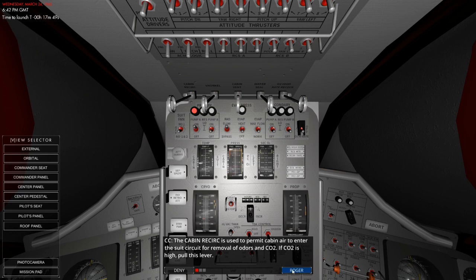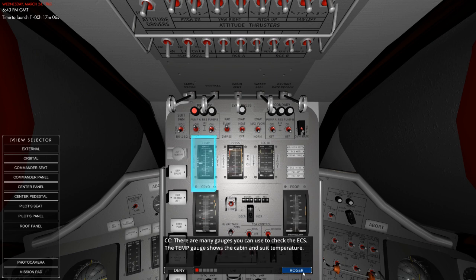So the cabin recirc is used to permit cabin air to enter the suit circuit for removal of odours and CO2. If CO2 is high, pull this lever, this one. The snorkel is used to permit air during descent. There we are. And the cabin vent is used for decompressing the cabin and ventilation during landing. And the water seal seals the cabin for water at splashdown. And the O2 high rate recock restores the oxygen high flow rate to normal oxygen flow and restores the capability to do another high oxygen flow. The high flow is initiated with the O2 high rate switch just below it.